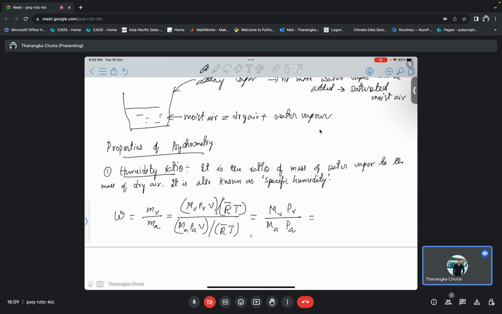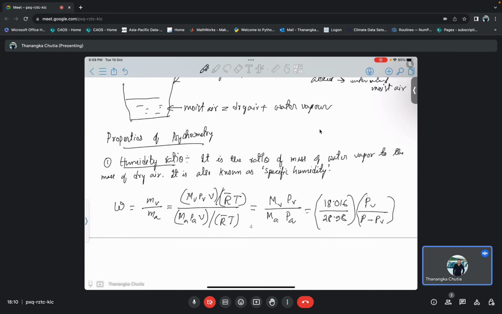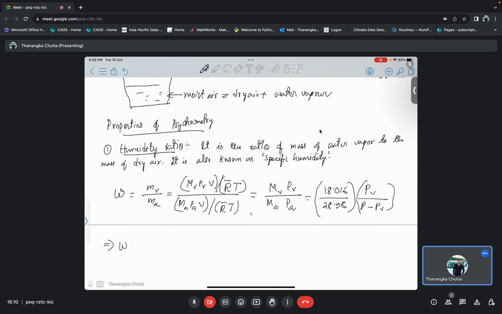Now what is mv? Mv is basically the molecular mass of water vapor, and we all know that it is 18.016. And the molecular mass of dry air is 28.96. And this will be pv divided by, I can write this as total pressure P minus pv, from Dalton's law of partial pressure. So from here omega is actually 0.622 times pv upon P minus pv.